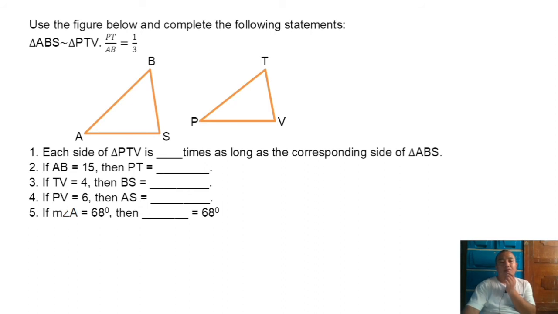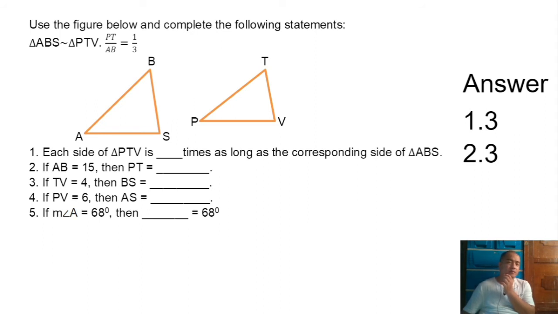Let's complete the blank. Each side of triangle PTB is 3 times as long as the corresponding side of triangle ABS. Yes, kasi 1/3 ang ratio. If AB is 15, then what is the length of PT? Okay. If AB is 15, then PT is 3. 3 ba? Tama. If TB is 4, what's the length of BS? 12.